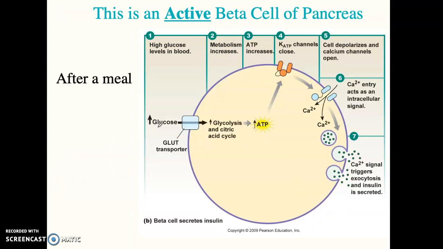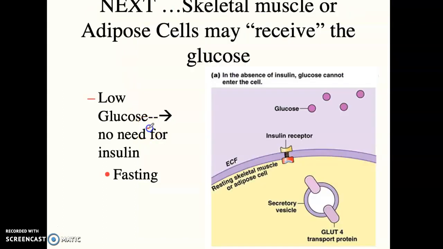So let's go to that. This is an active beta cell of the pancreas. So now you've eaten. You ate those 3 burritos and you had a huge dessert, and now the glucose level in your blood is high. So now we better do something about releasing insulin. But let's take it one step at a time. Glucose is high.